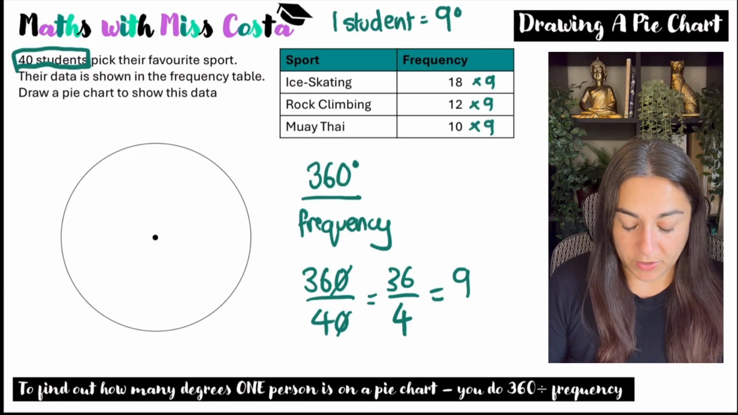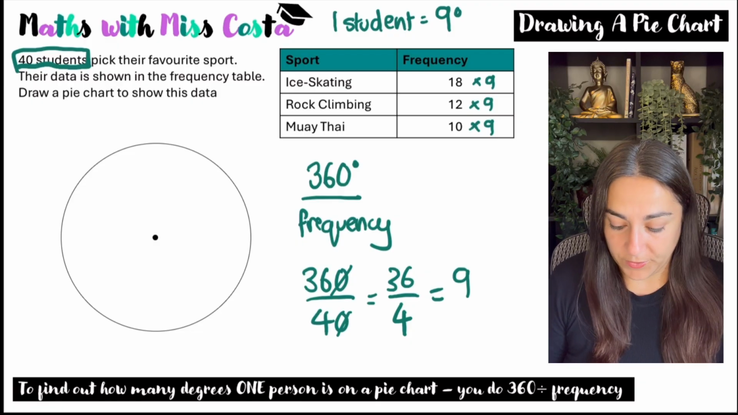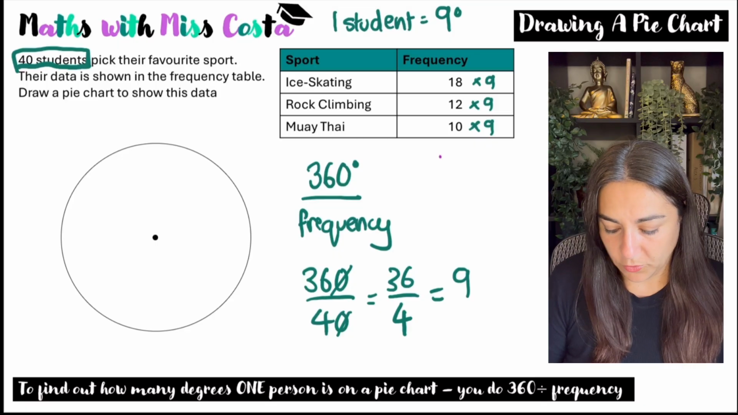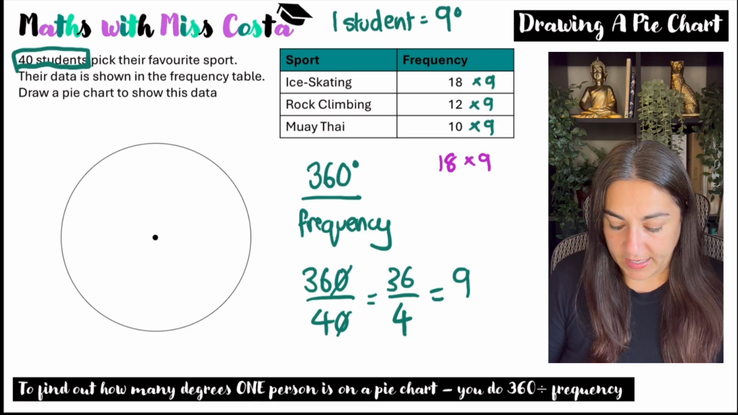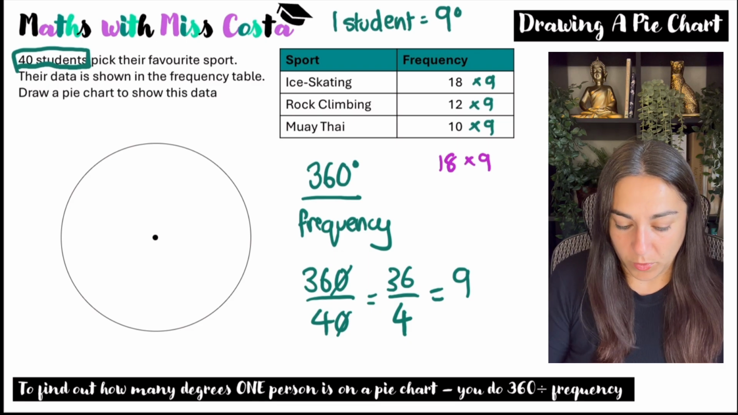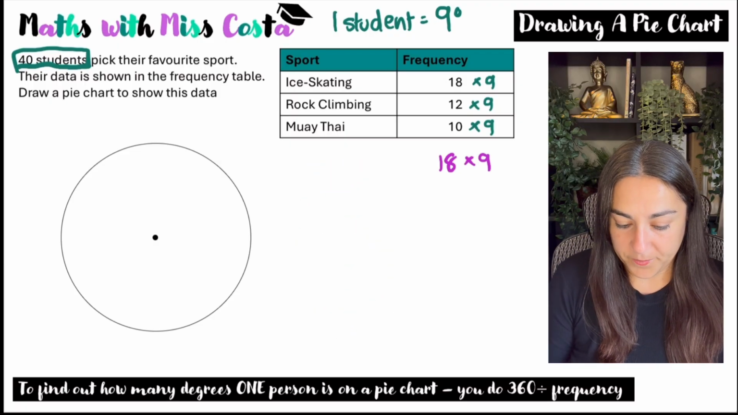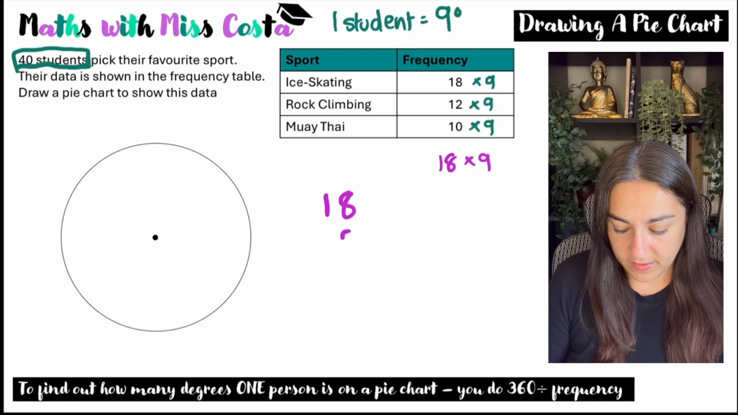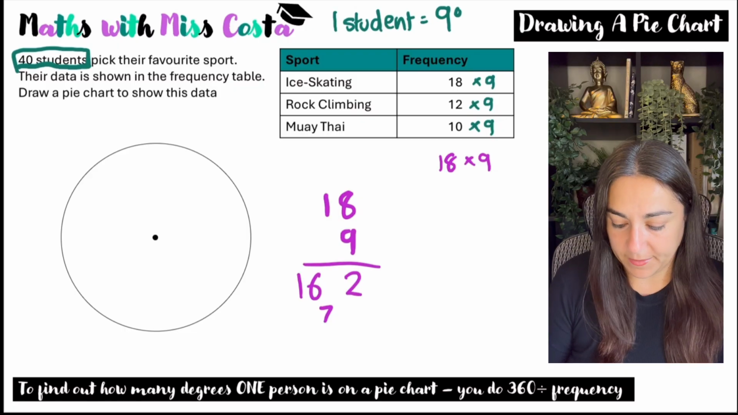So the total amount of degrees that 18 students take up, what can I do? Well, if this was non-calculator, I've got 18 times 9. I'd just have to do the normal multiplication method. There is no little trick for this. So 18 times 9, I do 9 times 8, which is 72, and 9 times 1, which is 9, and add the 7. So that's going to be 162 degrees.